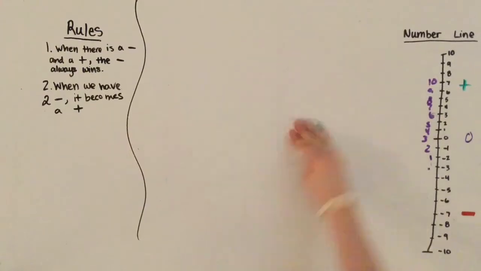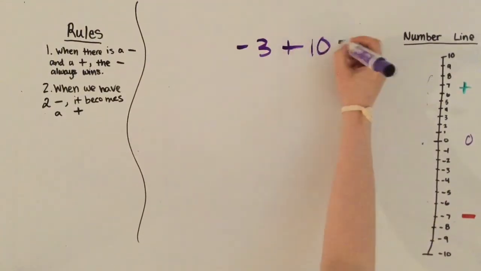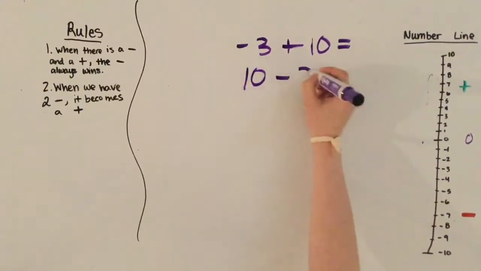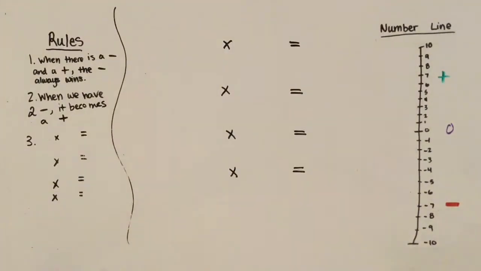If you don't like using a number line, or it's just a bit confusing that way, you could also switch the numbers 10 and negative 3 to get 10 minus 3, and you get the same answer, because in addition, it doesn't matter which is where.